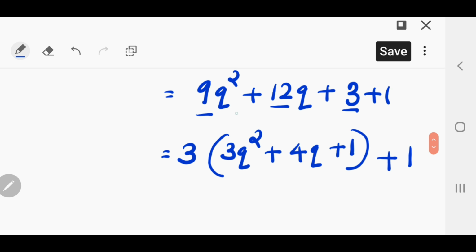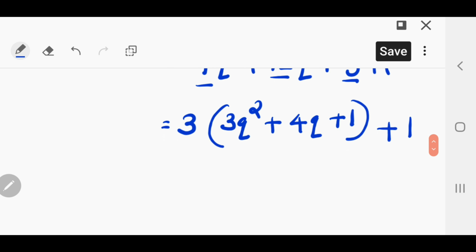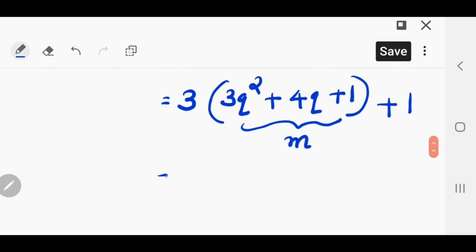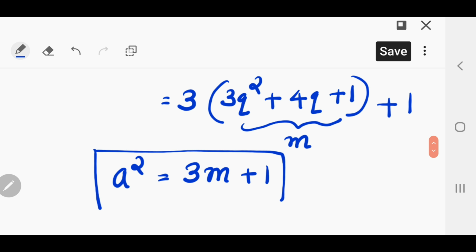So just I take out 3 from all the 3 terms and rewrite the expression. From 9q square, if we take out 3, it will be 3q square. Here it will be 4q and here it will be 1. Now as the same step we did before, if q is an integer, 3q square is an integer, 4q is an integer, and all together will be an integer. So this all together again we can write as any integer m. So this can be rewritten as 3m plus 1. So a square can be written as 3m plus 1.